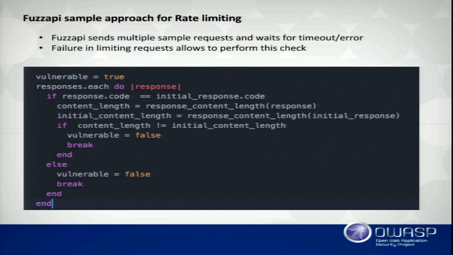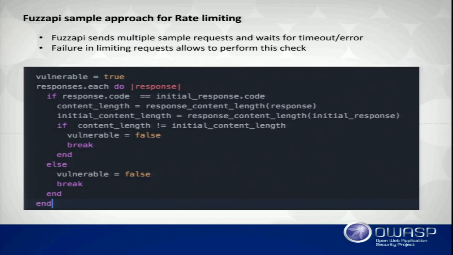The fuzzapi approach for rate limiting just iterates through a particular limit and sees if there is an interesting pattern in the response. If the interesting pattern in the response matches, we just flag that particular API as vulnerable to API rate limiting.